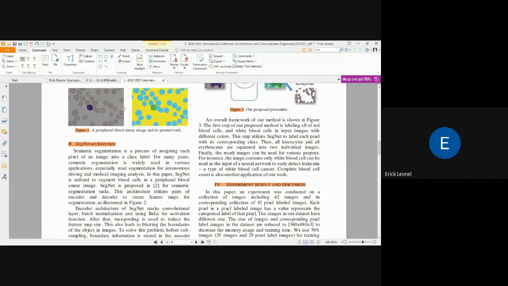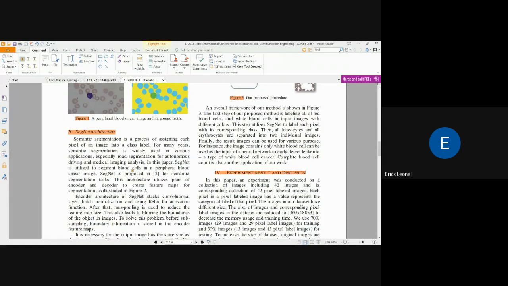A part of each blood smear image is copied for creating the corresponding ground truth image. In this case, for example, Figure 1 provides information about the peripheral blood cell image and its ground truth in the data sets.